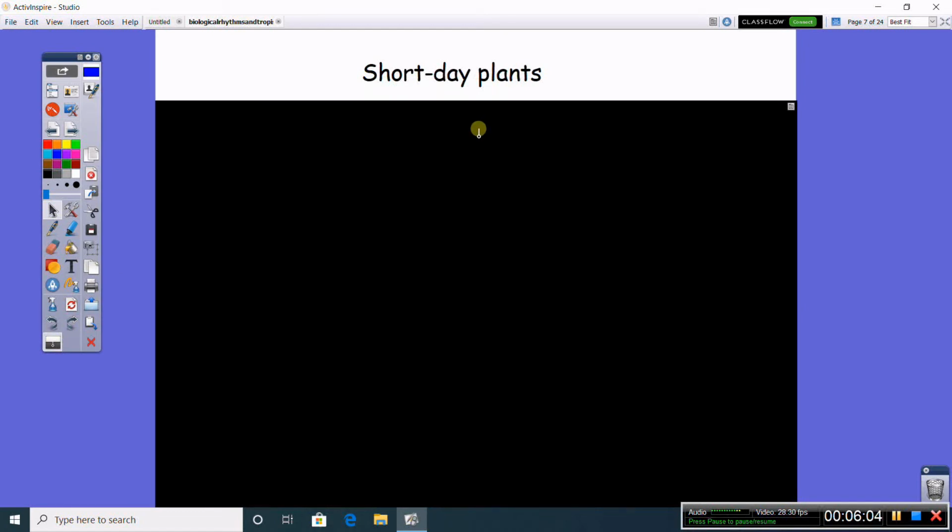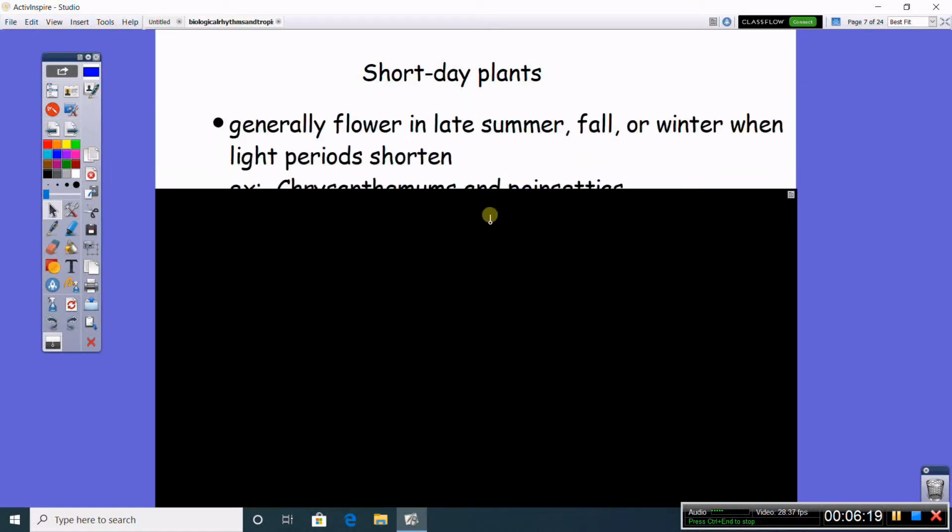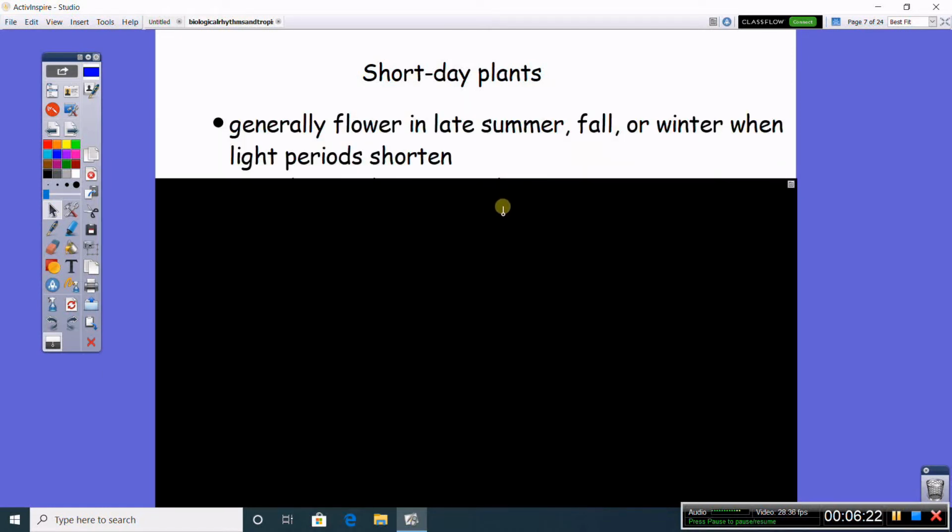To me, the big thing with this is that when you see short day plants, you automatically think long night. They might be called short day, they might be called long night. Make sure you know that those are both the same thing. These are generally going to flower in late summer, fall, or winter. I wouldn't say summer is that common. I would say fall and winter, when you have shorter periods of light.